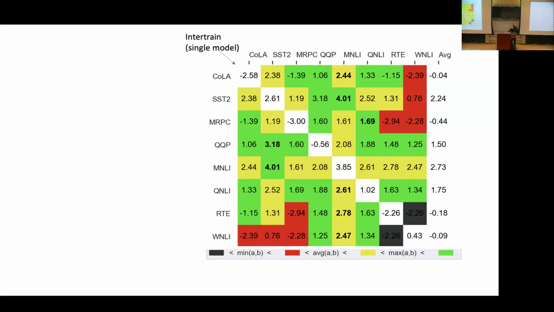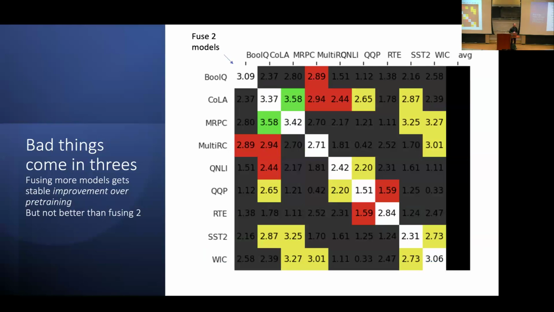We took the best single model from here and merged it with others. So now the diagonal would be pairs of the best model with COLA, the best with the SST, and so on. And the table would be all the triples. You can see that now it's not as green and yellow as before. So basically what this coloring tells us is that when you merge 3 models, it's not better than 2 models anymore.